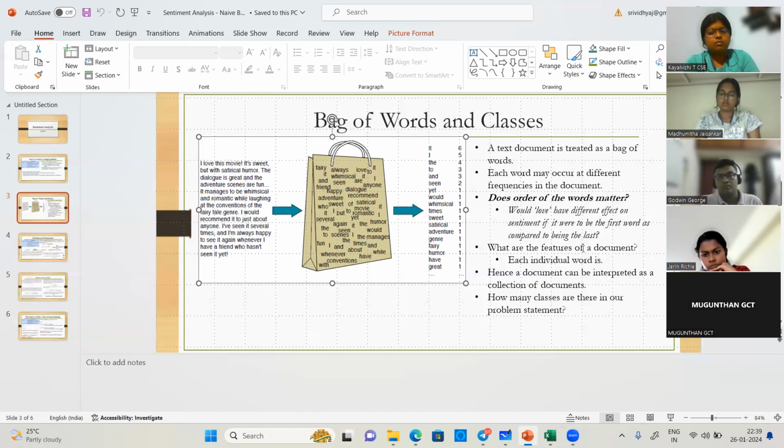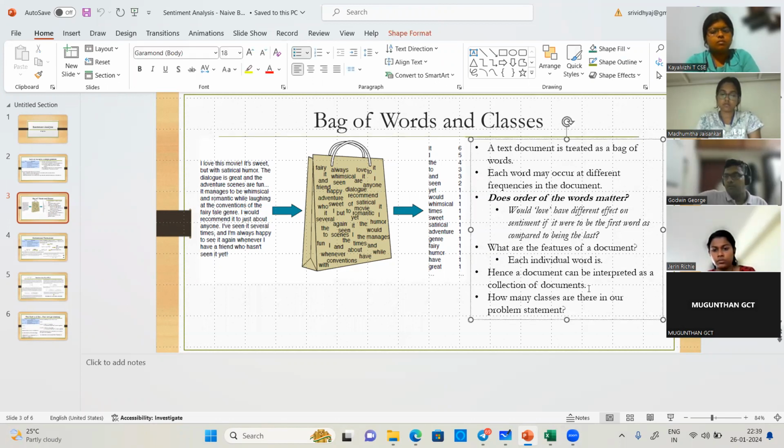Now the next question is, what are the features of the document? Each individual word is a feature. A document can be interpreted as a collection of words. And of course, we know how many classes there are in our problem statement. There are only 2 classes. All right, positive and negative.